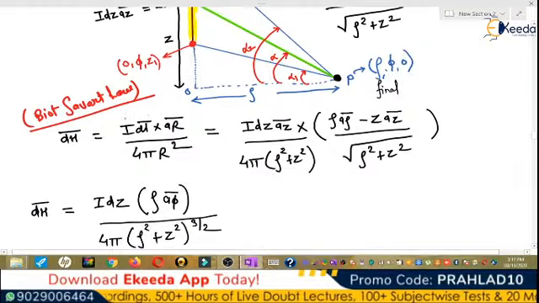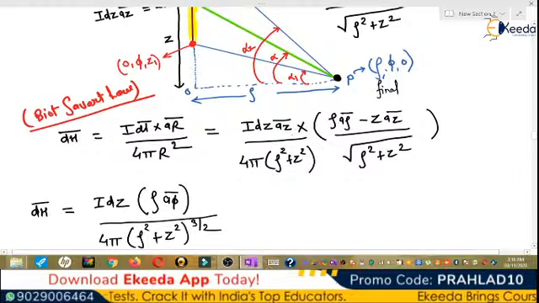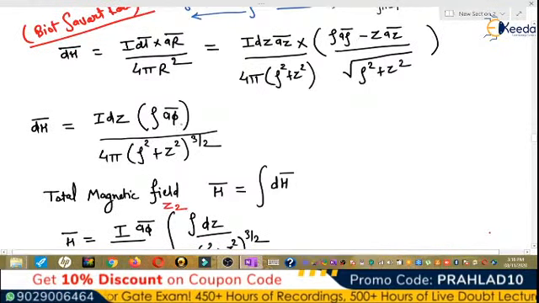So dH vector is I dl vector cross AR vector by 4 pi r square. So I dz az vector by 4 pi (rho square plus z square), and cross product with AR vector. AR vector is (rho a rho minus z az) by under root of rho square plus z square. When we cross product az with a rho, az cross a rho is a phi, and az cross az is 0. So dH vector is I dz rho a phi by 4 pi (rho square plus z square) to the power of 3 by 2.